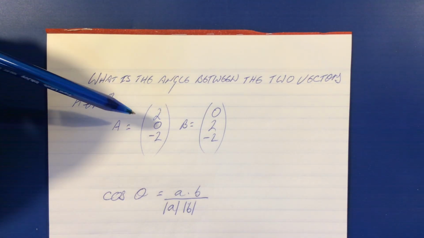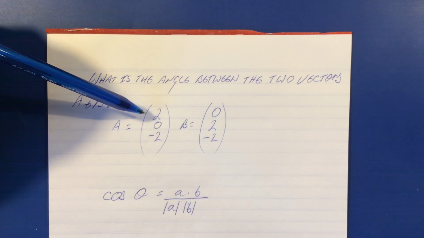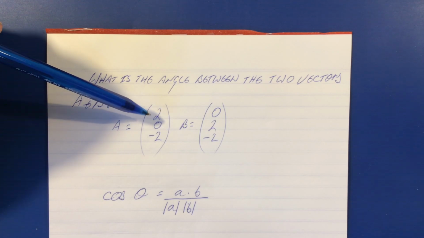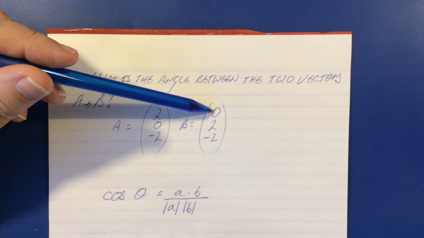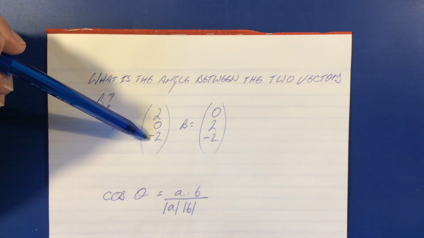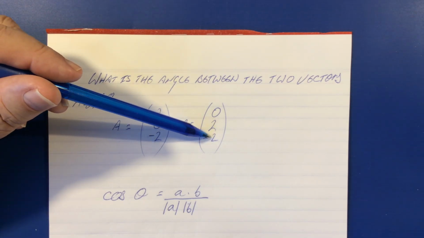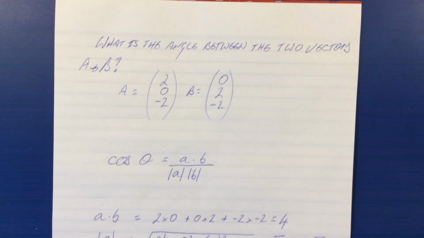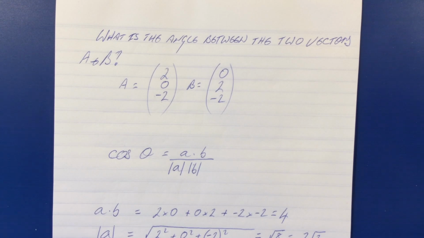A times B. Now this is simple matrix multiplication. So we have 2 times 0 plus 0 times 2 plus negative 2 times negative 2. And what that gives us is 4. I've done the working down here. You can see this here. A times B, 2 times 0, 0 times 2, negative 2 times negative 2. Add all those together, you get 4.